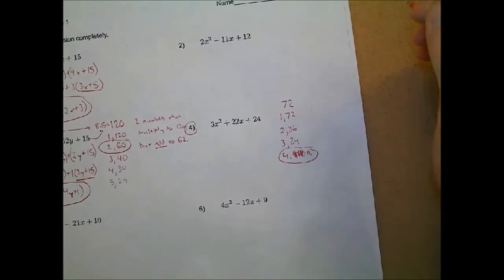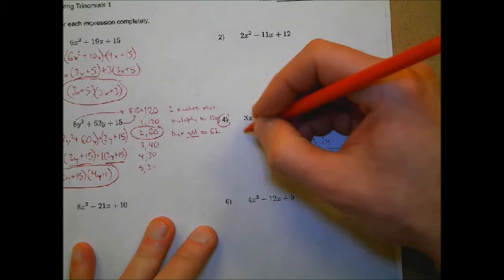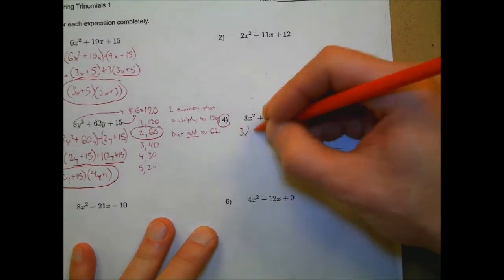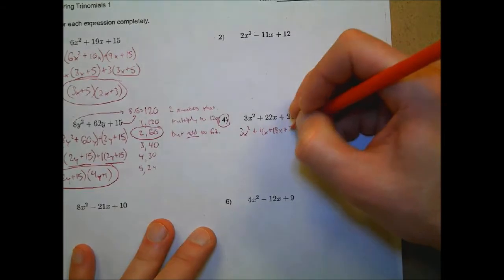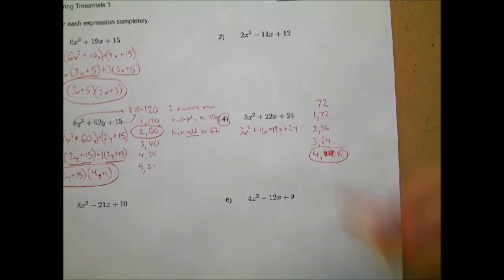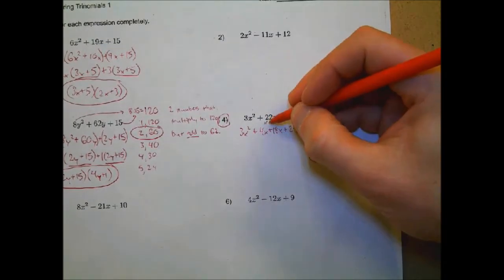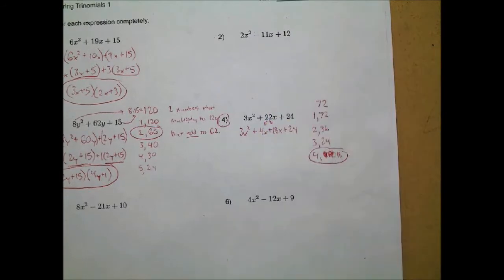Okay, so we're going to take that 3x squared plus 22x plus 24 and make it 3x squared plus 4x plus 18x plus 24, like that. So break up that 22x into the 4x plus 18x there. Just like Liv said we were supposed to do. Break it up.